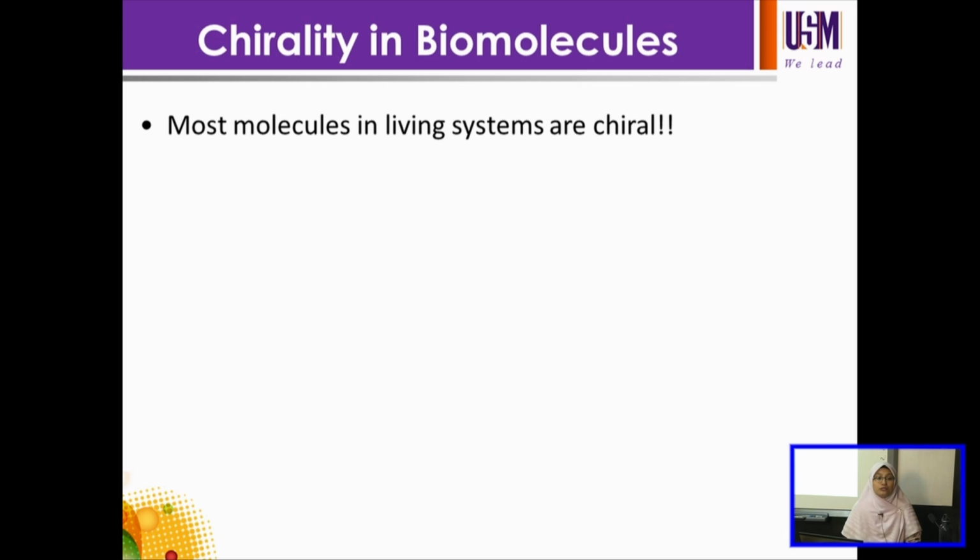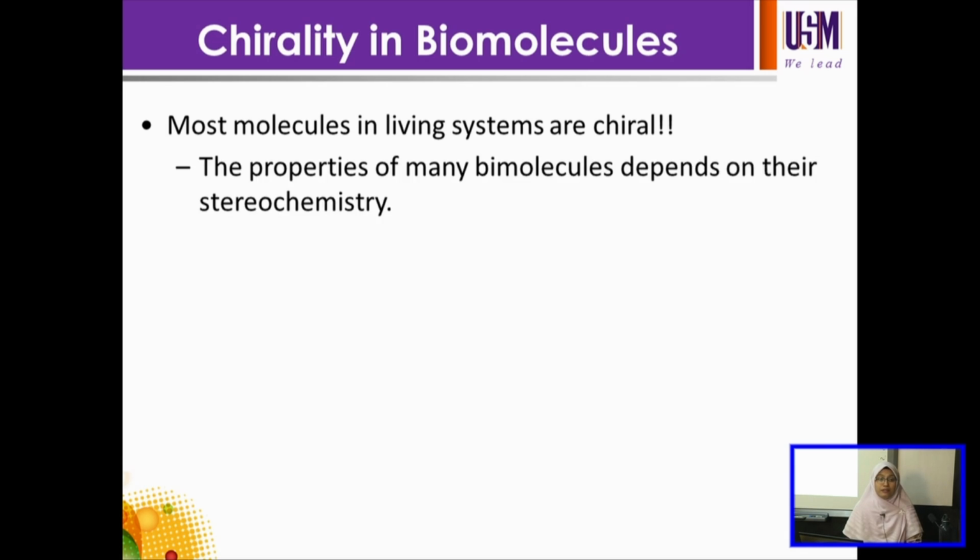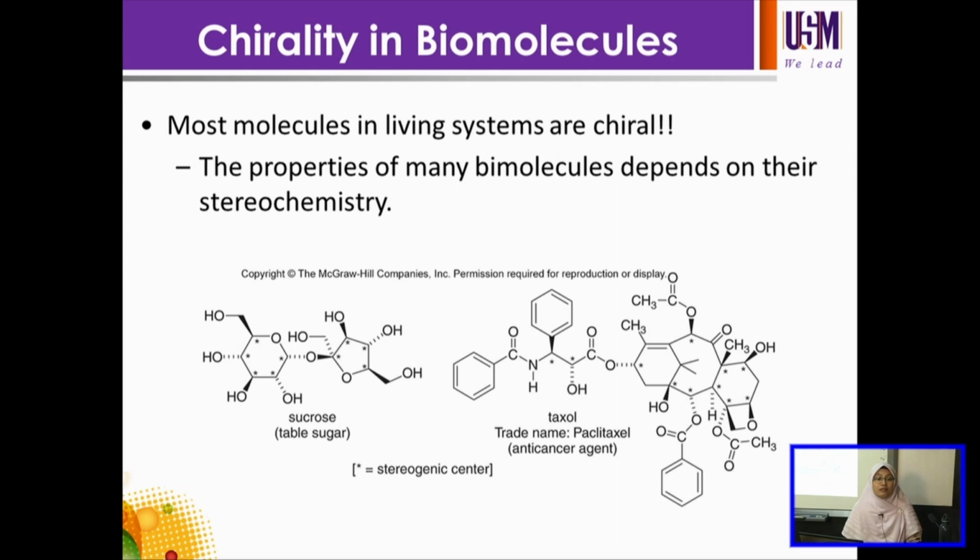Chirality in biomolecules. Most molecules in living systems are chiral. The properties of many biomolecules depend on their stereochemistry, such as enzymes and some of the common drugs. Here we have sucrose, which is a sugar. In the molecular structure of sucrose, we have about 9 stereocenters. So it may or may not be a chiral molecule.